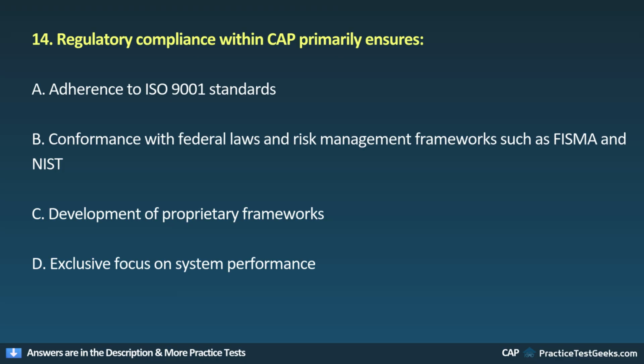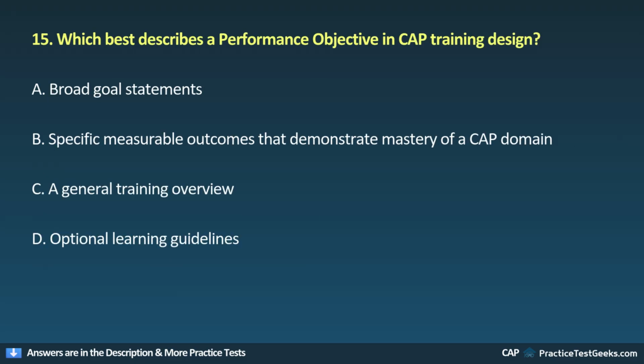14. Regulatory compliance within CAP primarily ensures: A. Adherence to ISO 9001 standards. B. Conformance with federal laws and risk management frameworks such as FISMA and NIST. C. Development of proprietary frameworks. D. Exclusive focus on system performance.